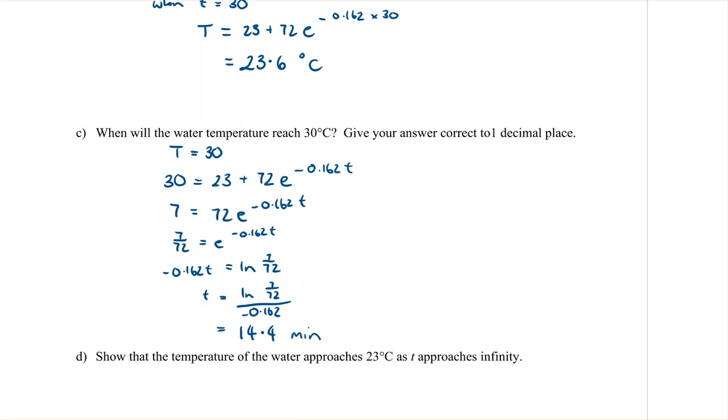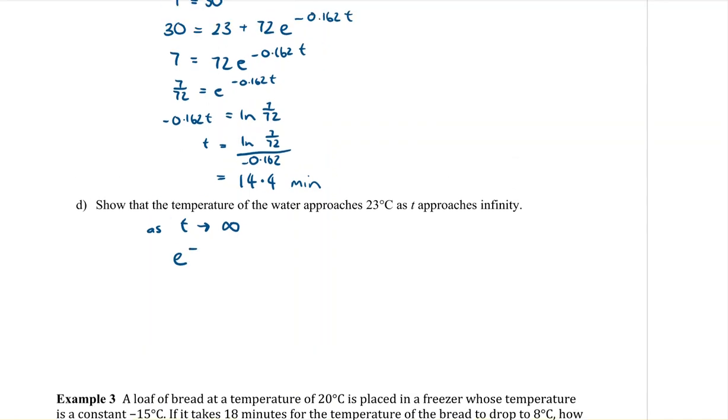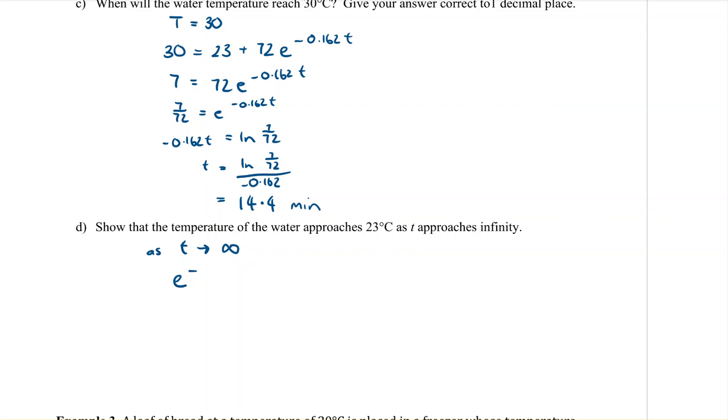Okay, let's keep going, we haven't finished. Part D. Show that the temperature of the water approaches 23 as t approaches infinity. We're now doing one of those infinity questions. As t approaches infinity, what is happening to our equation? Remember, we want to look at what's happening with the exponential. Our exponential is negative 0.162 times t. If t is infinity, it's basically negative infinity.